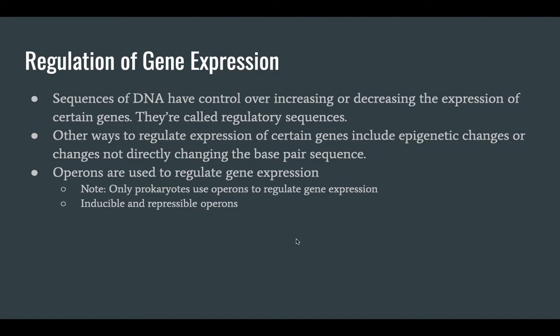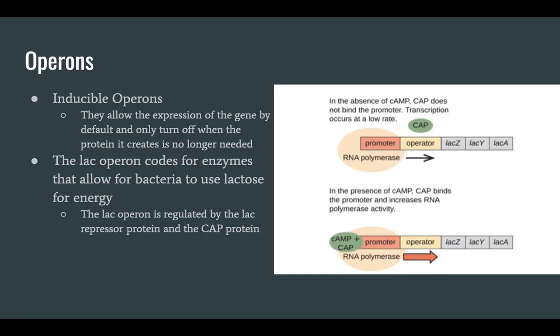Again, there are two types of operons: inducible and repressible operons. Inducible operons allow the expression of the gene by default and only turn off when the protein it creates is no longer needed. The classic example of an inducible operon is the lac operon. The lac operon codes for enzymes that allow bacteria to use lactose for energy.